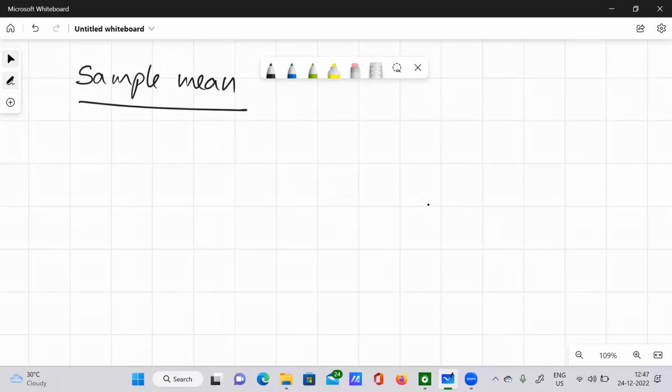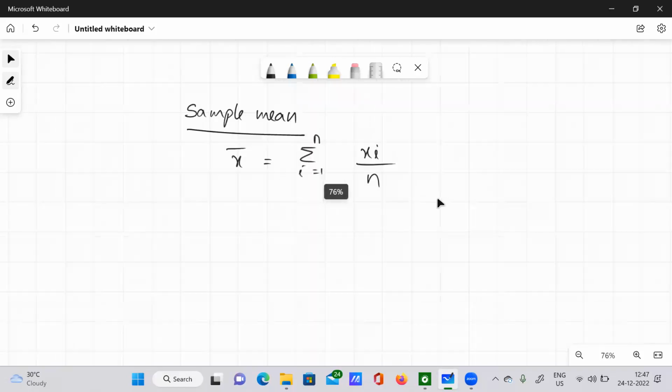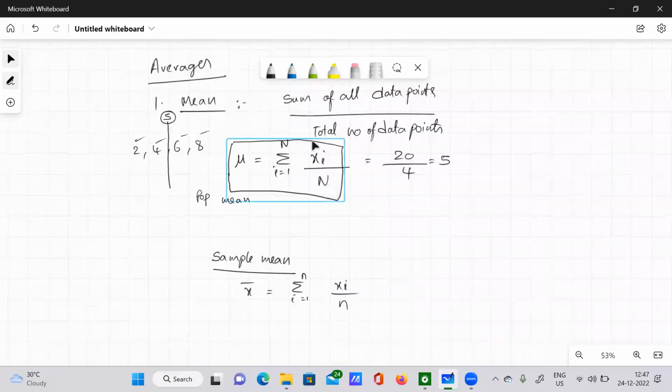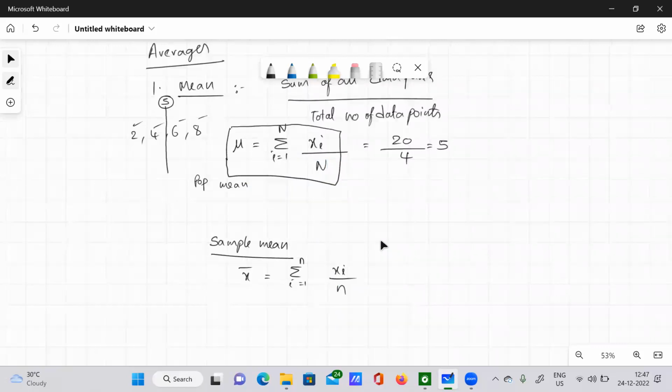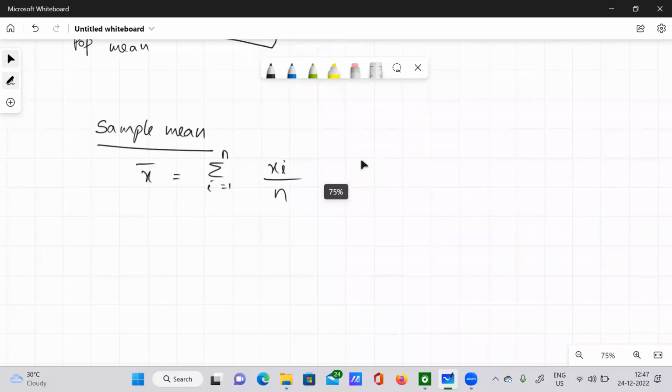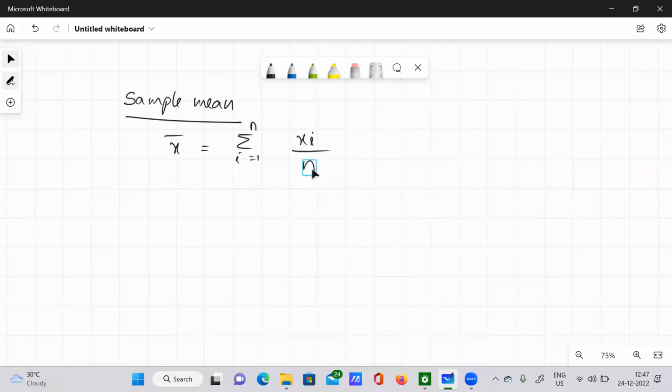So what is this sample mean here? It is usually denoted by x bar is equal to sigma, i equal to 1 to n, xi divided by small n, right? Did you find any difference here? Earlier it was capital N, but now it is small n. Why? Because capital N usually denotes the population, and small n usually denotes the sample. So this is the formula for the sample mean.